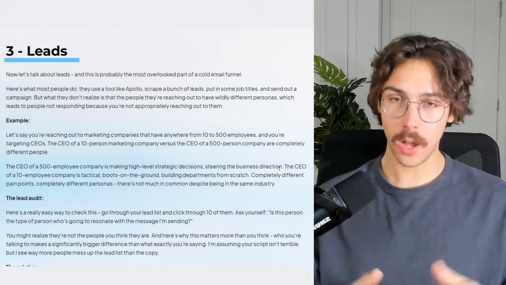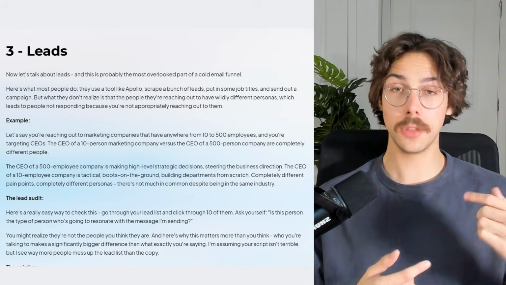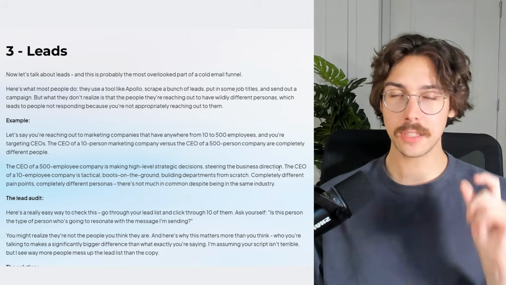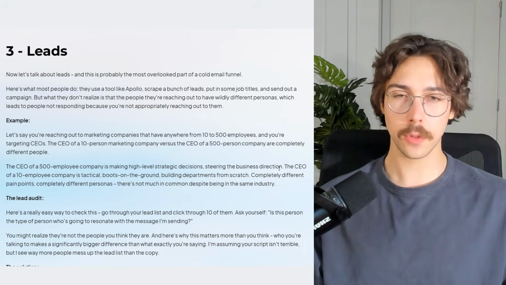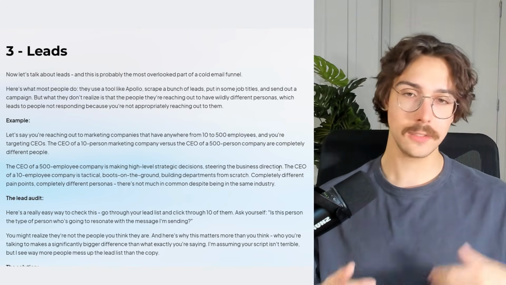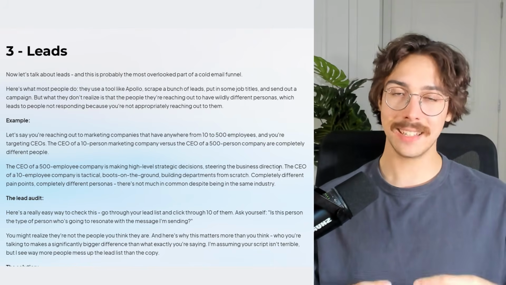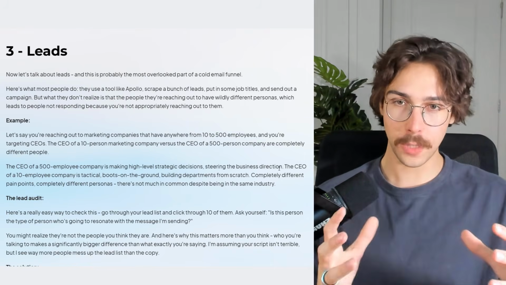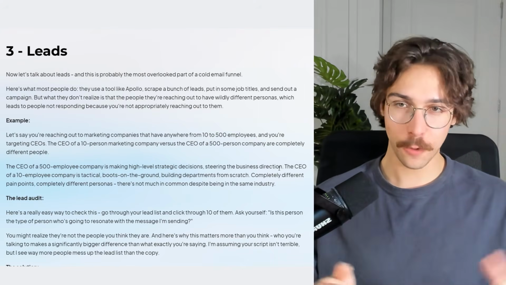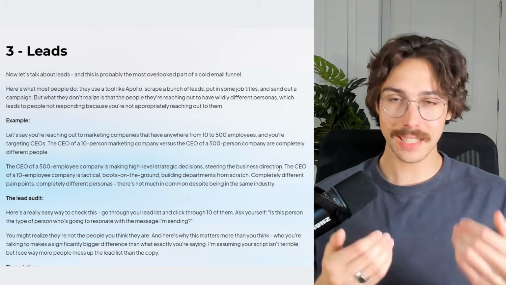is having good lead lists and good targeting. And on the contrary, what I see ruin a lot of campaigns is having really poor leads. So talking about this is probably the most overlooked part of the cold email funnel. I see a lot of people use a tool like Apollo, scrape a bunch of leads, put in some job titles, and send out a few campaigns. What they don't realize is that they're just taking a big group of people that aren't related in a specific way and have wildly different personas, and sending the same generic message out to all of them, which will lead to them not responding.